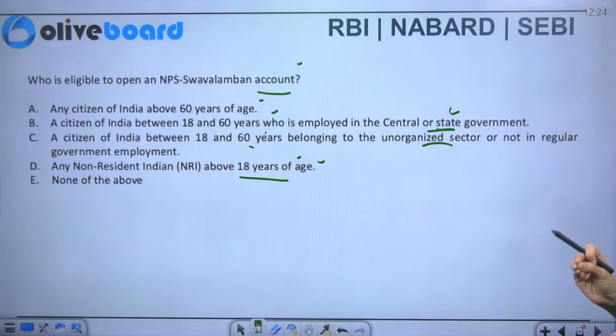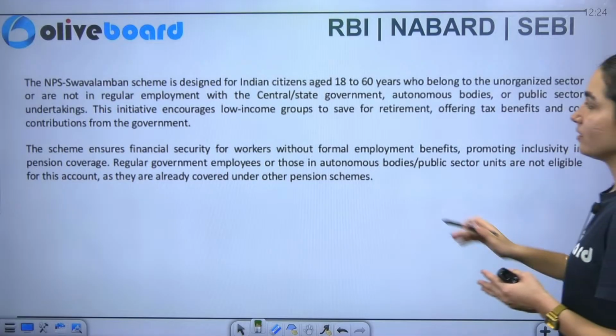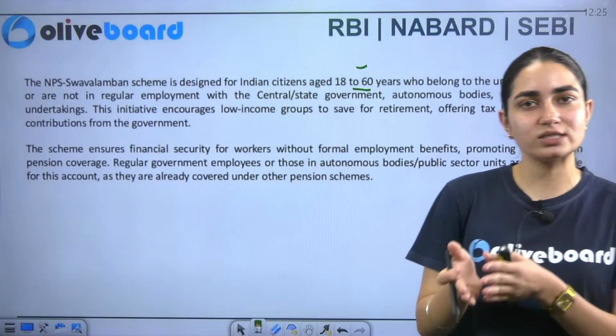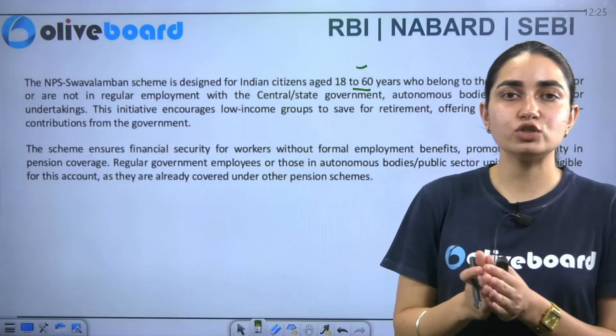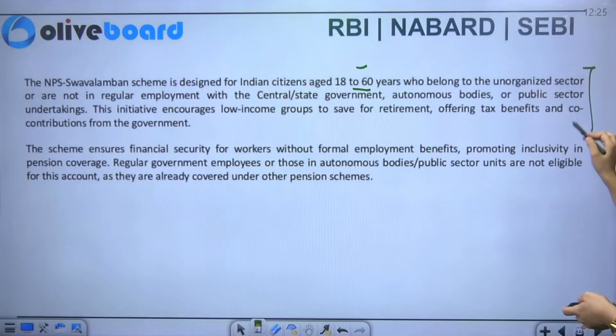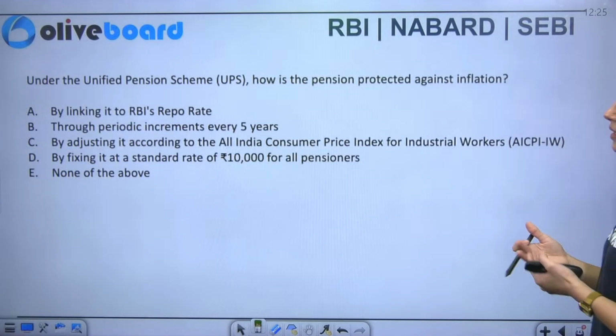Okay, Aditi and Akshay say C. Alright, so this clearly says that, of course, we are including individuals aged between 18 and 60 years, but specifically those individuals who are under the unorganized sector. So of course, individuals who are working in the informal sector, we are trying to provide them help.